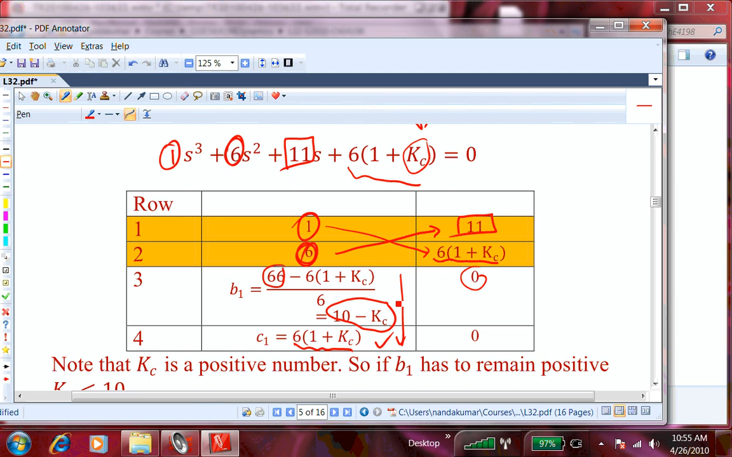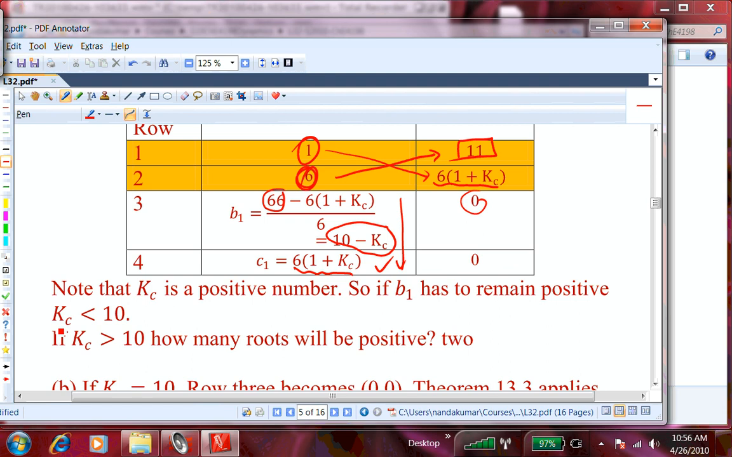Even later on when we look at some empirical way of tuning the control parameters, experimentally you can use the same idea. Keep on cranking up your controller if you have an actual process. When the system begins to oscillate with a sustained oscillation, that would be the critical value because you're crossing the imaginary axis. So the answer to this particular problem is kc must be less than 10. If it's greater than 10, it becomes unstable.